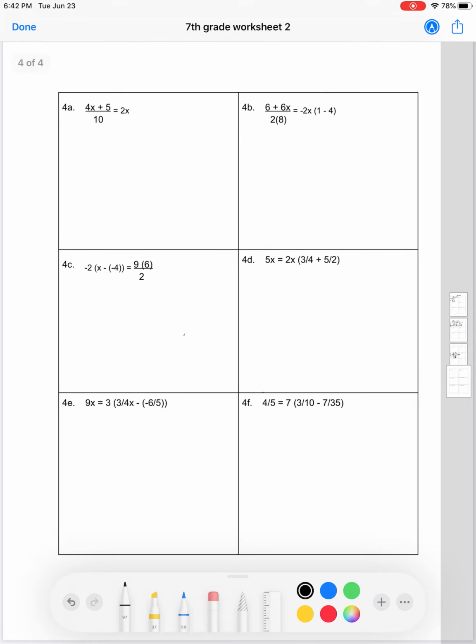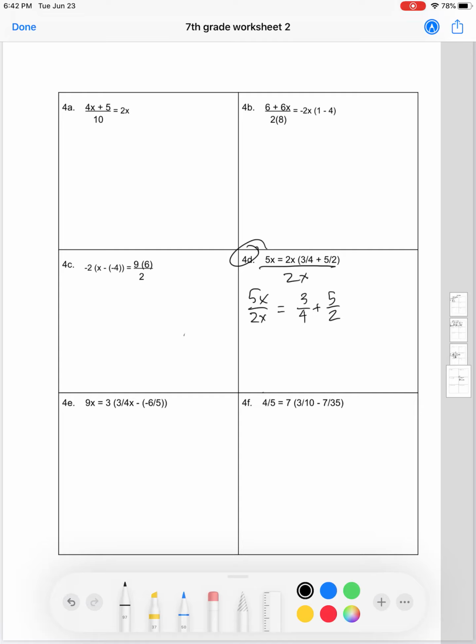Moving on. Let's try 4D. We have our equation. 5x is equal to 2x times the quantity of 3/4 plus 5/2, right? So we want to make sure our values are all multiplied together. But for this case, look at this. If I divide 2x, right, because I want all my x's on one side, it would be 5x divided by 2x is equal to 3/4 plus 5/2, correct?